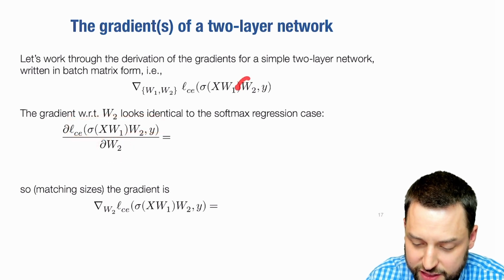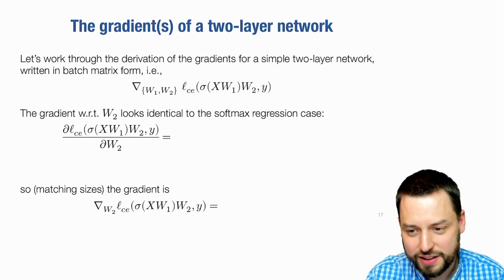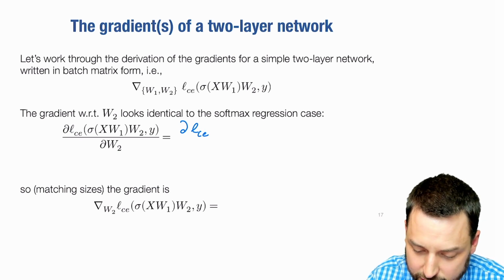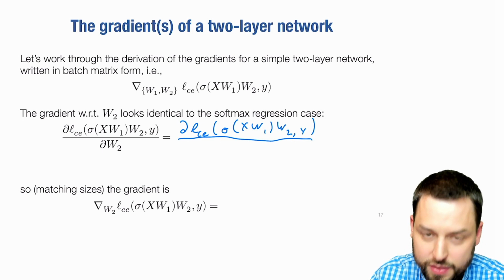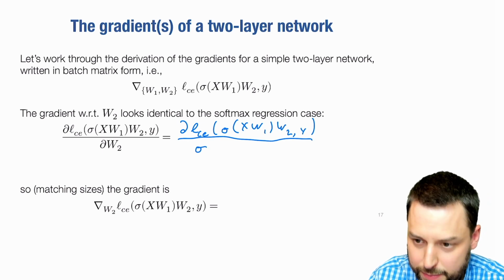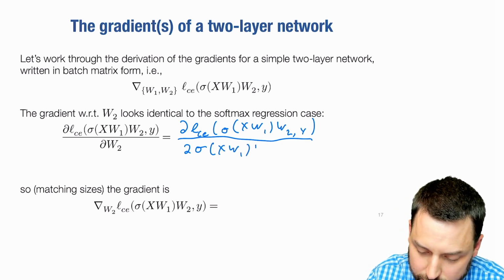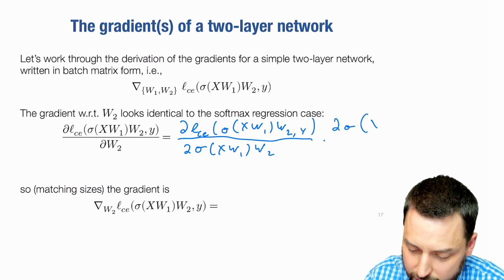All right, so let's first take the gradient of our loss with respect to W2. W2 here is the second layer of weights in our simple two-layer network. So what is this? This is the partial of the cross-entropy loss of sigma of x W1 W2 and y with respect to the argument to the cross-entropy loss, times the partial of the inside thing, sigma of x W1 W2, with respect to W2.